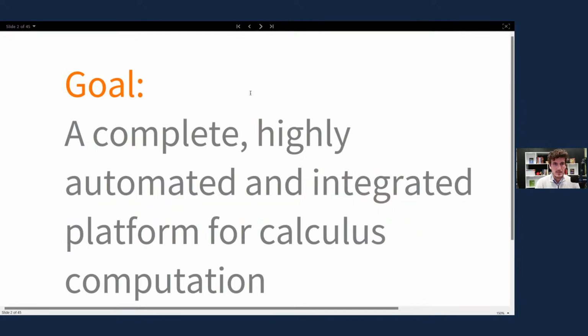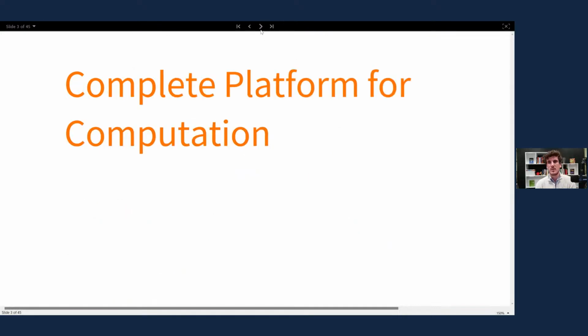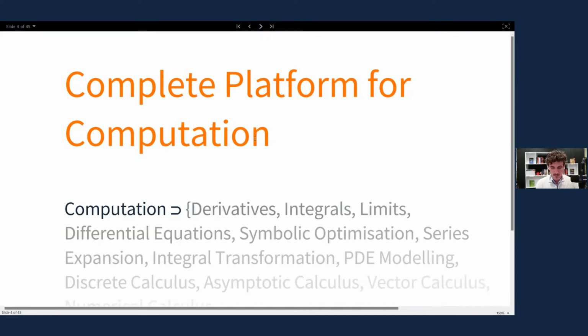So I want to showcase that the Wolfram Notebook is a complete, highly automated and integrated platform for calculus computation. I'll go through this summary and talk about what these individual words mean, to me at least, and you should be able to see why we've chosen these words very carefully. A complete platform for computation means that you should have support for all the different areas of calculus. You encompass all of it. You don't need to look elsewhere for a specific aspect of calculus. So we have support for that.